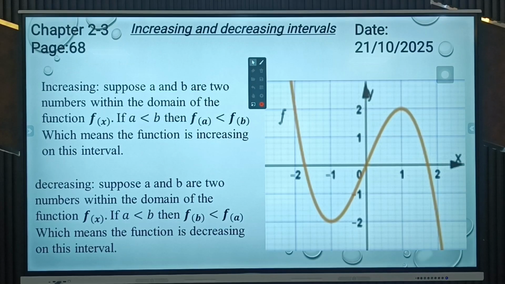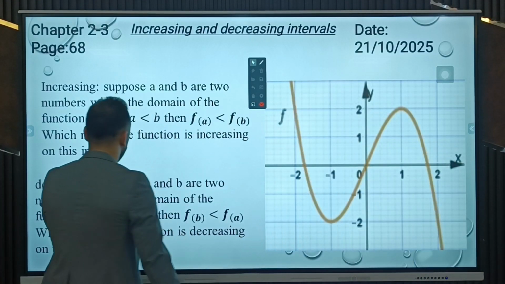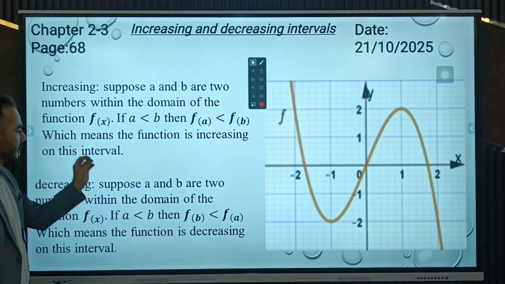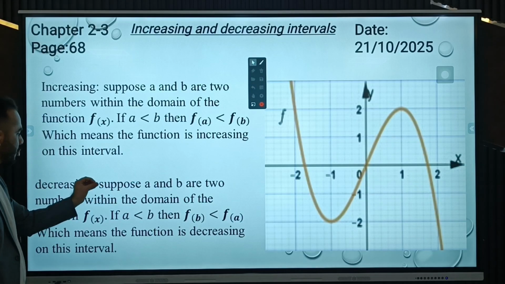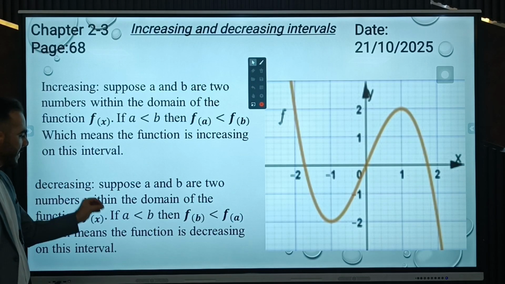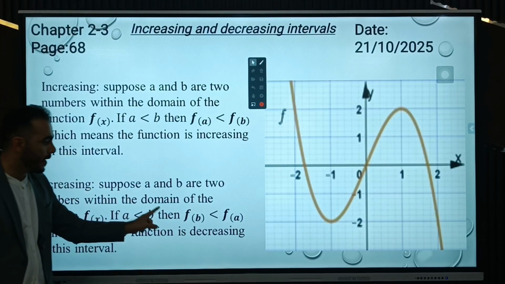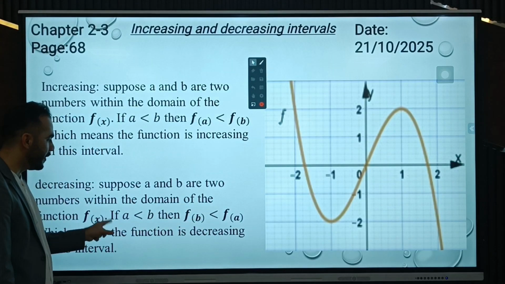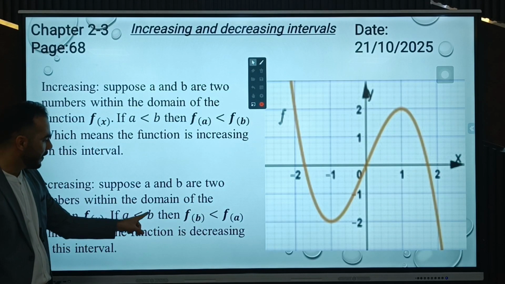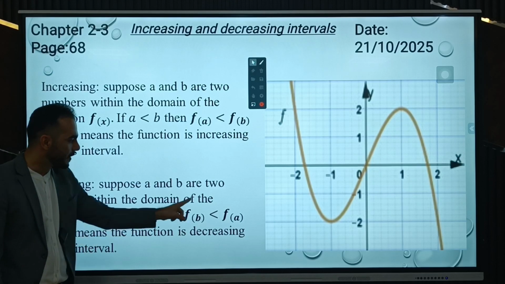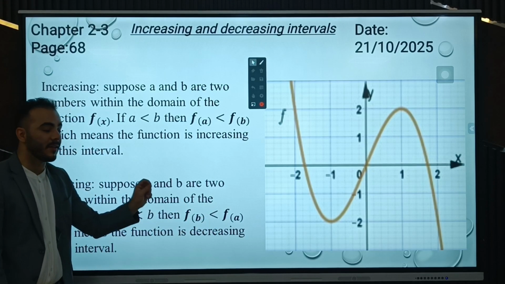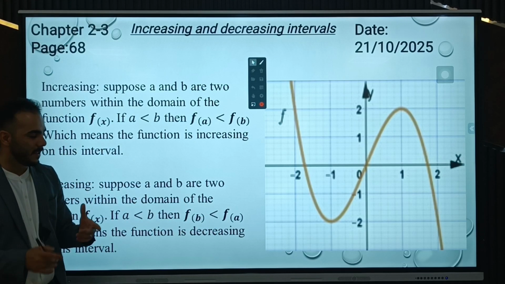Okay, let's just continue from increasing and decreasing. That is the second part. Decreasing. Suppose a and b are two numbers within the domain of the function f of x. If b is greater than a, but f of a is greater than f of b, since they are opposite, we are going to say that the function is decreasing.